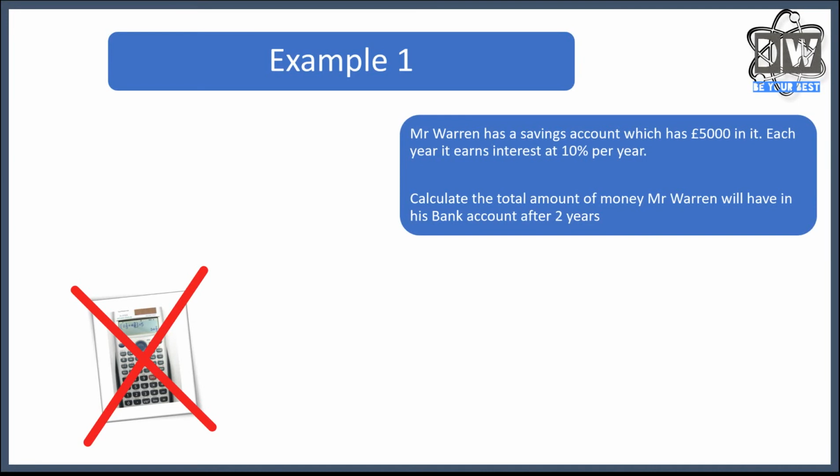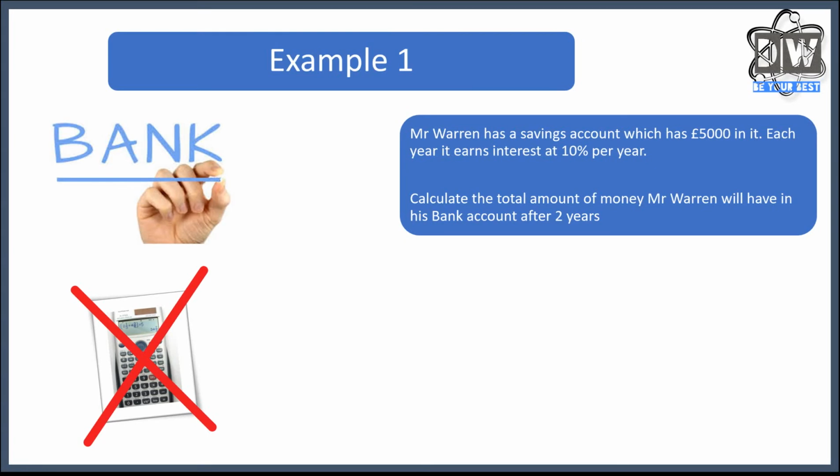So let's look at our first example. I'm going to do this one fully with you, and then I'm going to let you loose on the other ones. So it's kind of a bank account one. Mr. Warren has a savings account which has £5,000 in it. Each year it earns interest at 10% per year. Calculate the total amount of money Mr. Warren will have in his bank account after 2 years.